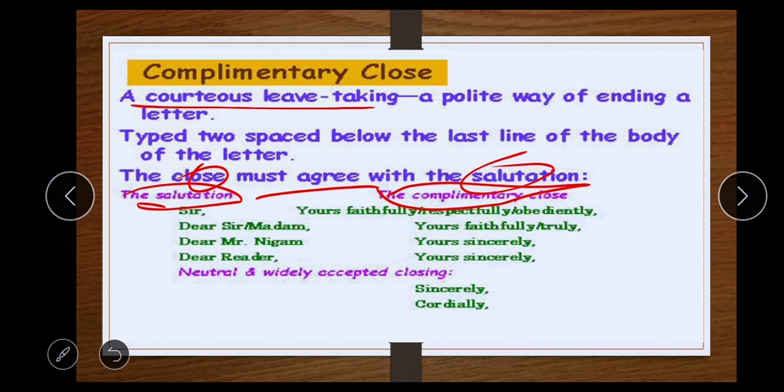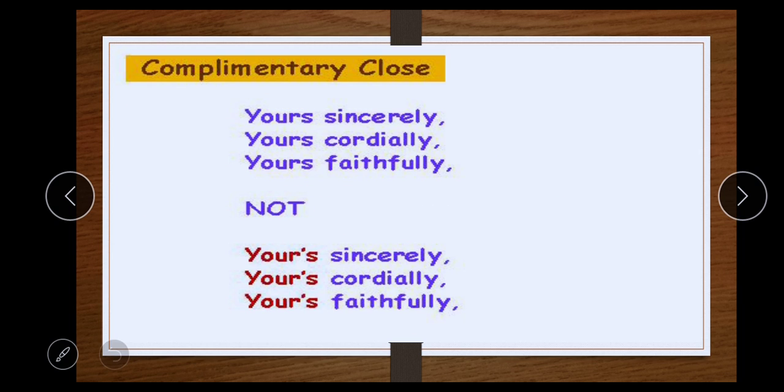For example, if you mention sir at the beginning of the letter as a salutation, then accordingly we should mention yours faithfully, respectfully, or obediently at the end of the letter. If you mention dear sir or madam, you may mention yours faithfully. For dear Mr. Nigam, you may simply mention yours sincerely. A neutral and widely accepted closing is sincerely and cordially. Now see how we should mention the complementary clause: yours sincerely, yours cordially, yours faithfully. We should avoid an apostrophe in yours sincerely.